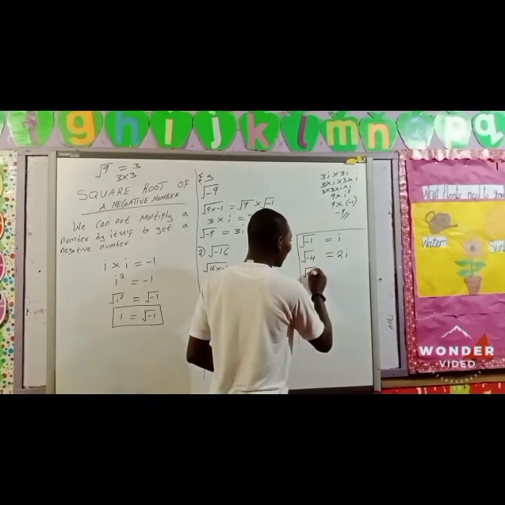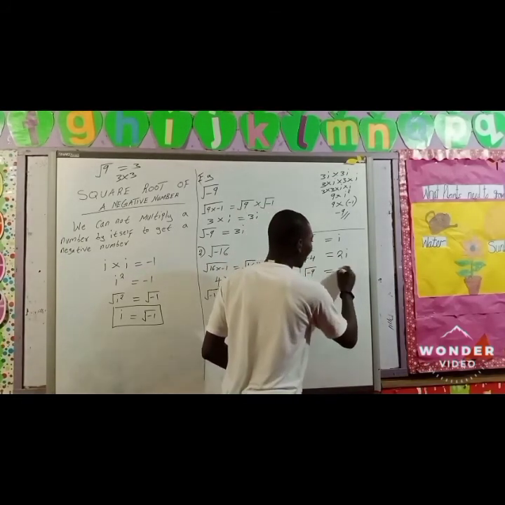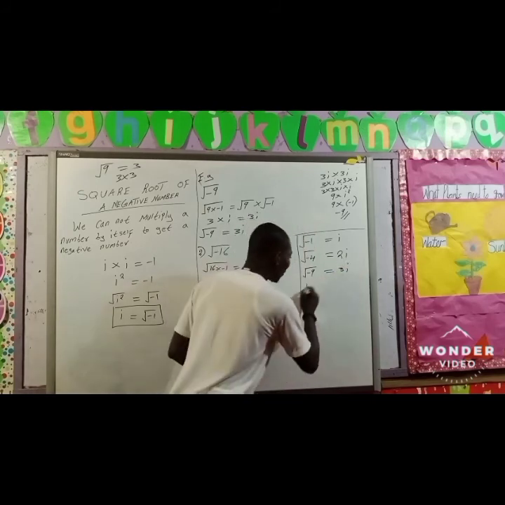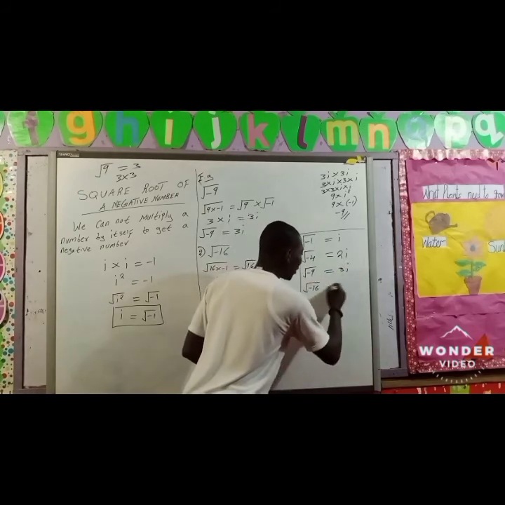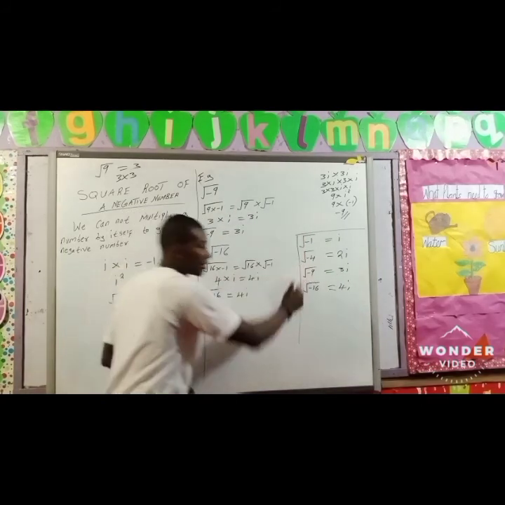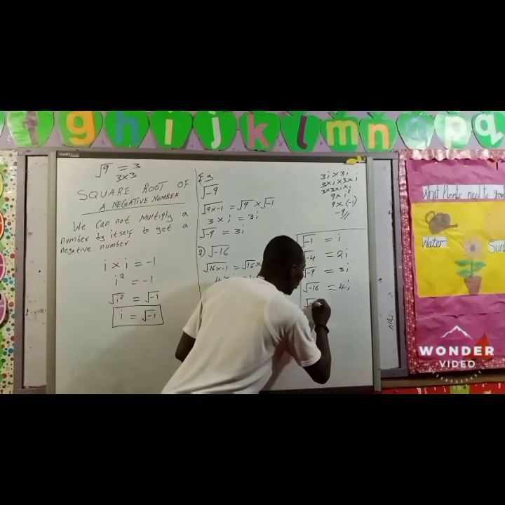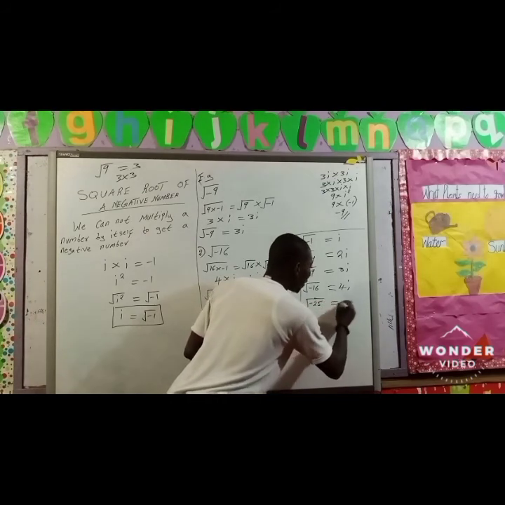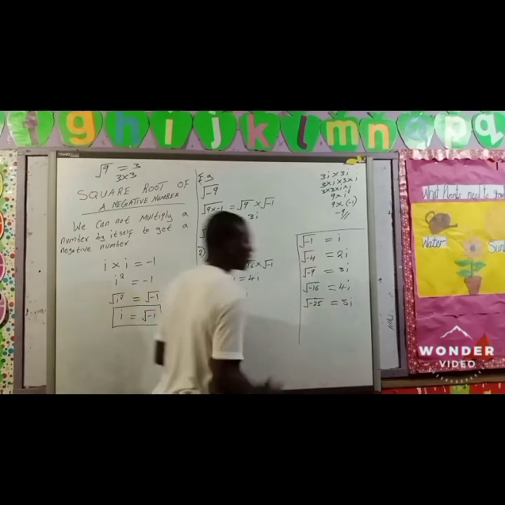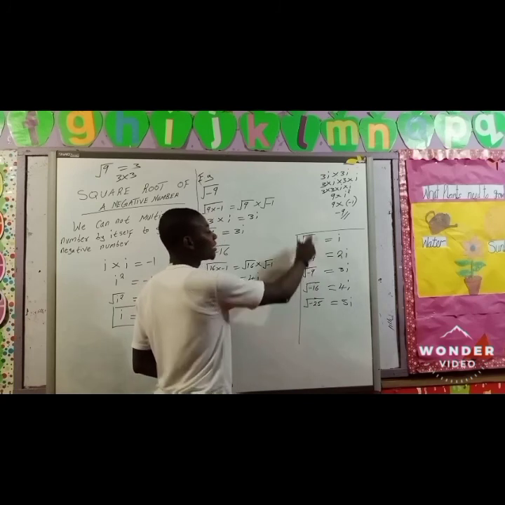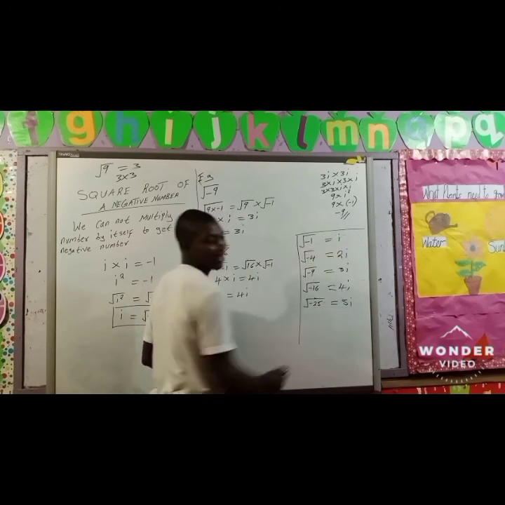Let's move to another. The square root of minus 9, you are going to have 3i. We are moving. The square root of minus 16, what will you have? You are going to have 4i. By following this procedure, you get all these things. The square root of minus 25, so we are going to have 5i. So it's the negative that is introducing this i.